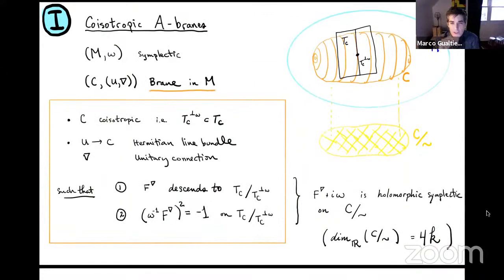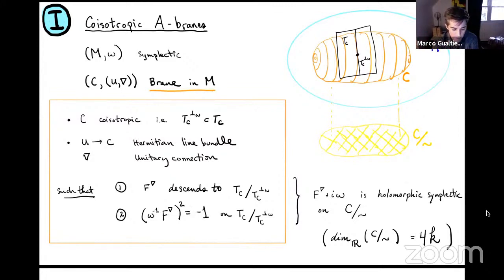Okay. So the first thing that I want to explain is what a coisotropic A-brane is. Let's suppose that you have a symplectic manifold, (M, omega). And so we know that a symplectic manifold is the main ingredient in the A model. And in the A model, we have boundary conditions. And these boundary conditions, when quantized, become branes. And the most famous boundary conditions for the A model are Lagrangian submanifolds. But they're not the only boundary conditions.